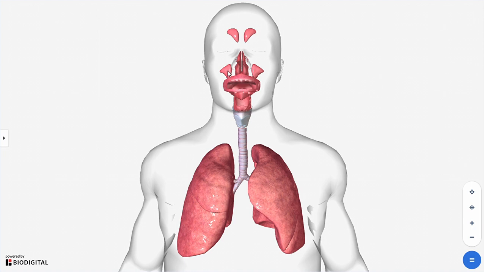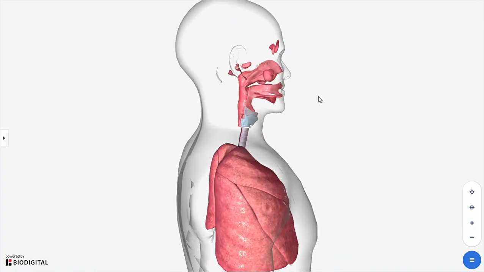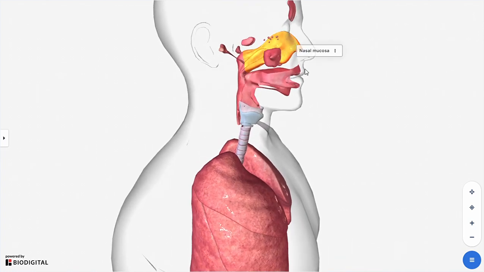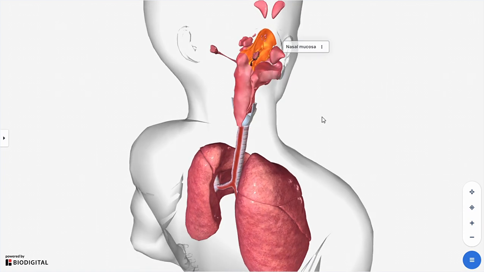These here are the left and the right maxillary sinus, which is the largest of all the paranasal sinuses. Here we have the nasal mucosa, also called the respiratory mucosa, which lines the entire nasal cavity from the nostrils down to the pharynx. The pharynx has three parts: the nasopharynx, the oropharynx, and the laryngopharynx.